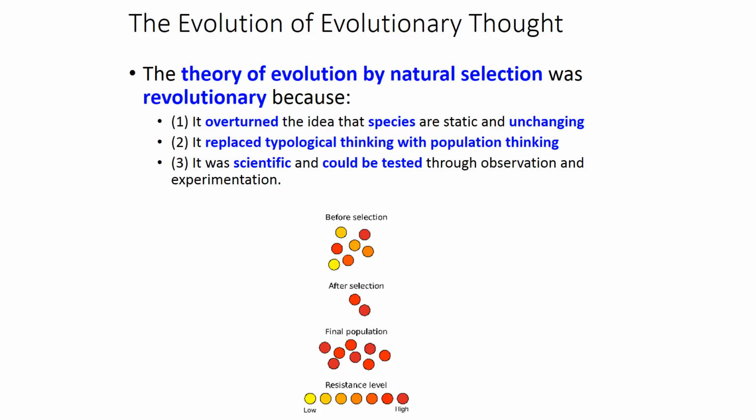And so this replaced what we call the typological thinking, where each species is on its own and doesn't change, with the population thinking, where once again, we see changes in the population due to who's surviving and passing their genes on to the next generation. And the fact that it was a scientific theory and it could be tested both through observation and experimentation. So we're able to today look and see this theory of evolution. We see this natural selection happening and causing change through time in populations.